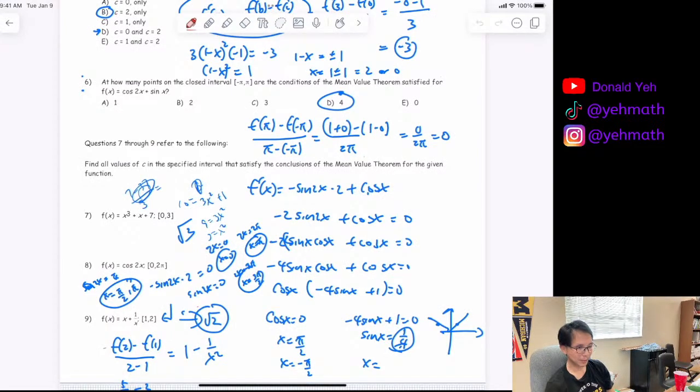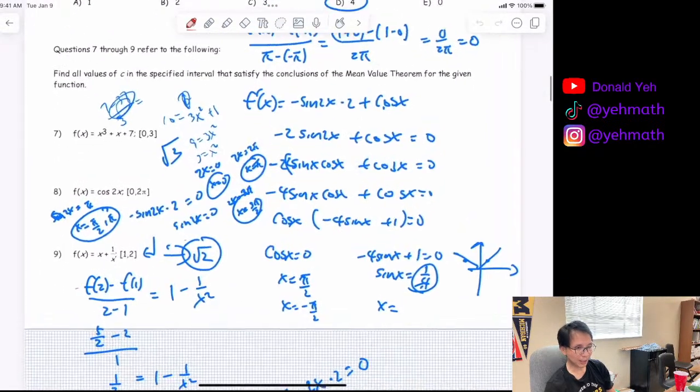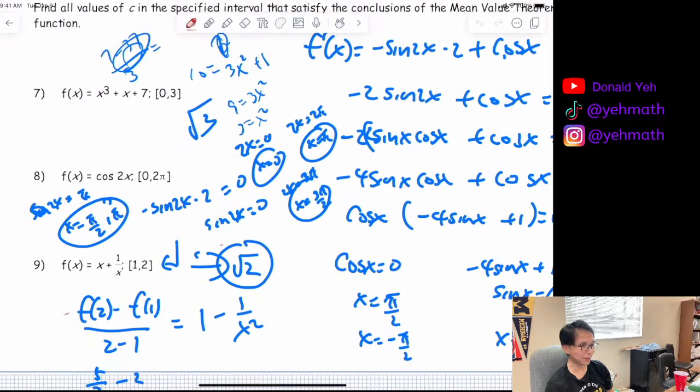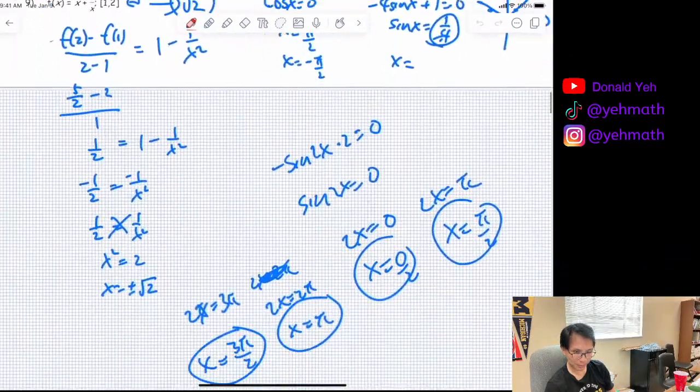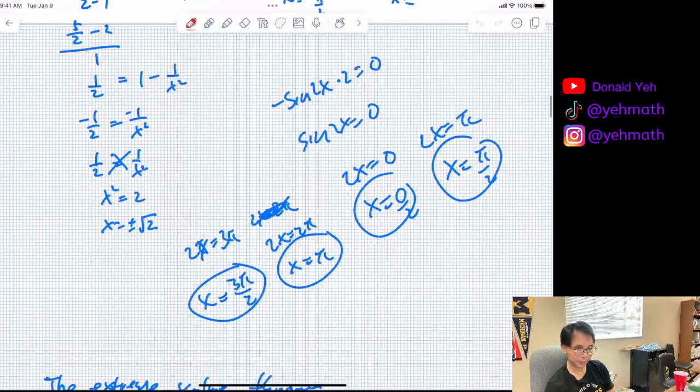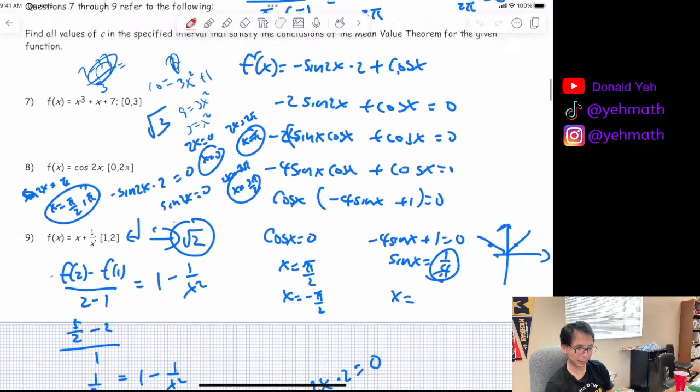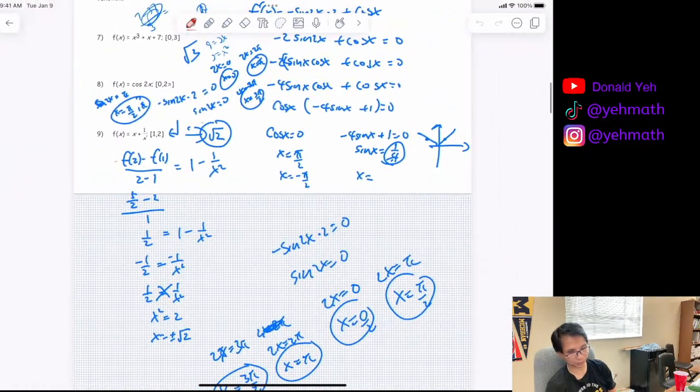So number 6, D. Number 7, I got square root 3 rather than negative square root 3, because negative square root 3 is not in the intervals. Number 8, I got 3 solutions. These are the 3: pi, 3 pi over 2, and pi over 2, because 0 and 2 pi are on the endpoints of the intervals. Number 9, I got square root 2 rather than negative square root 2. So let me know if you have any questions.